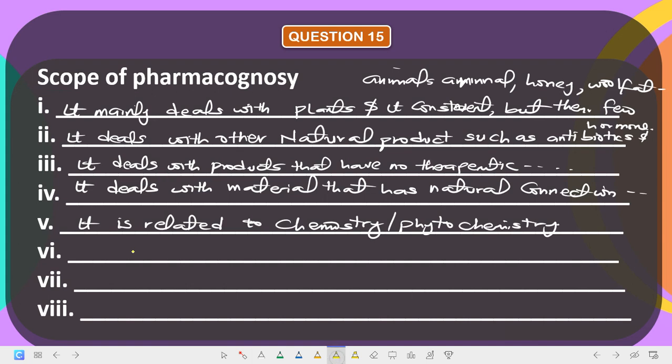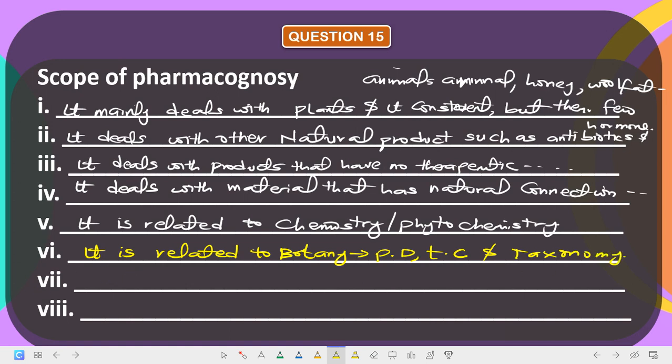Then another thing is that it is related to botany, talking about taxonomy, plant description, and tissue culture. Related to botany, that's why I talk about plant description, tissue culture, and taxonomy.